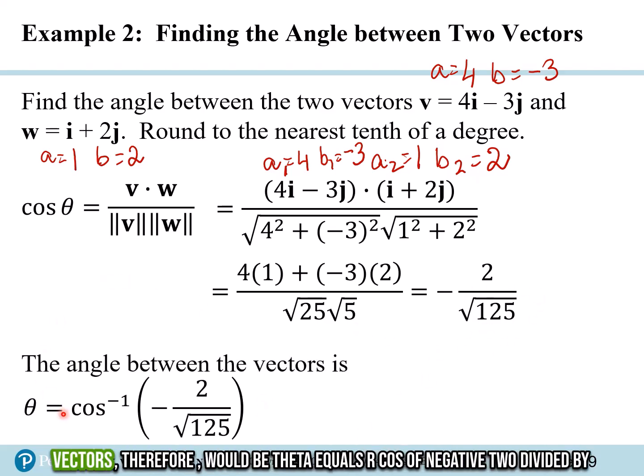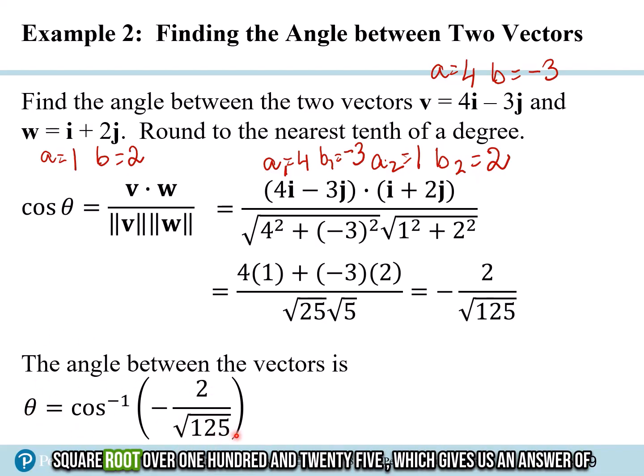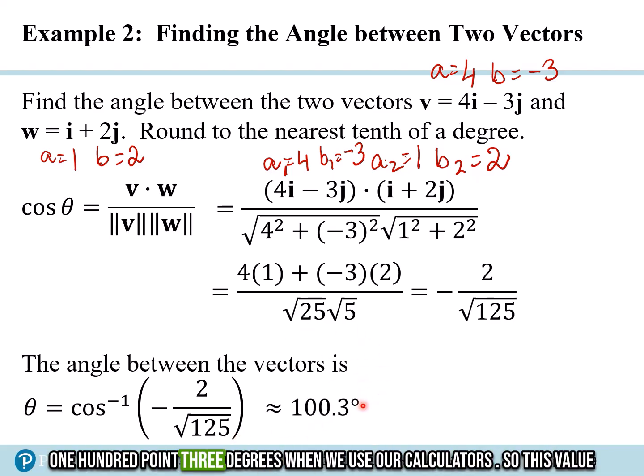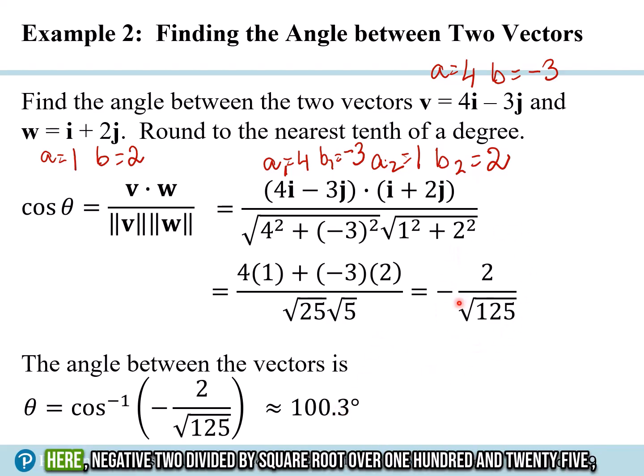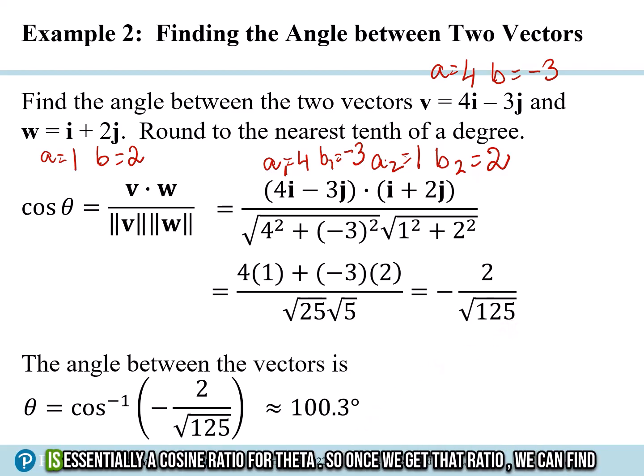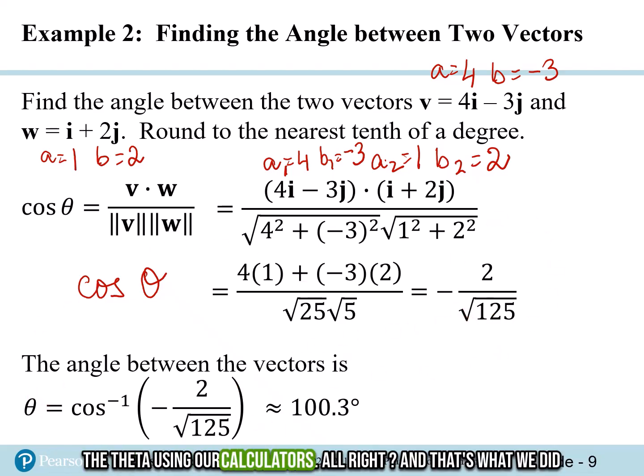The angle between the vectors therefore would be theta equals arc cos of negative 2 divided by square root of 125, which gives us an answer of 100.3 degrees when we use our calculators. So this value here, negative 2 divided by square root of 125, is essentially a cosine ratio for theta. So once we get that ratio, we can find theta using our calculators. All right, and that's what we did.